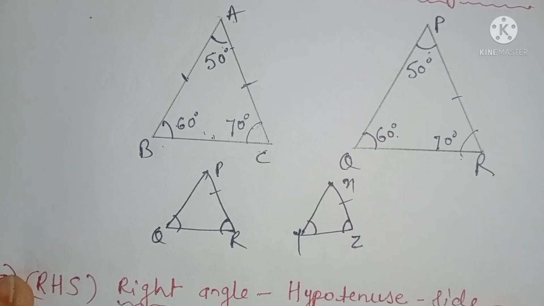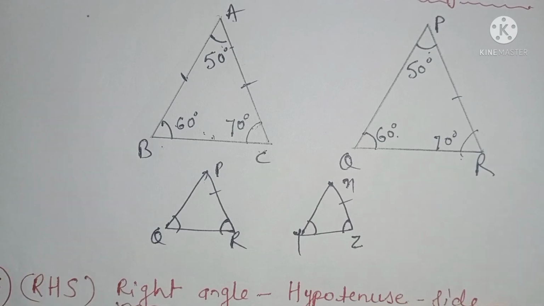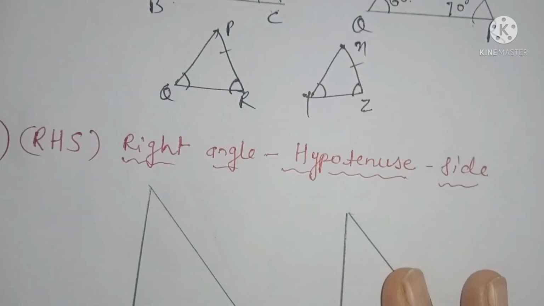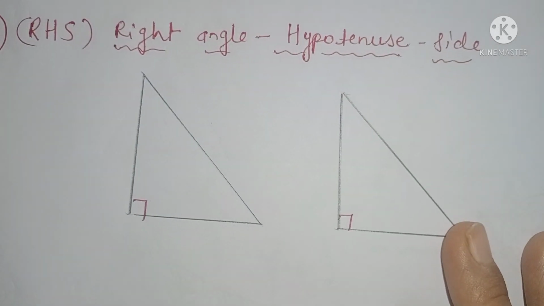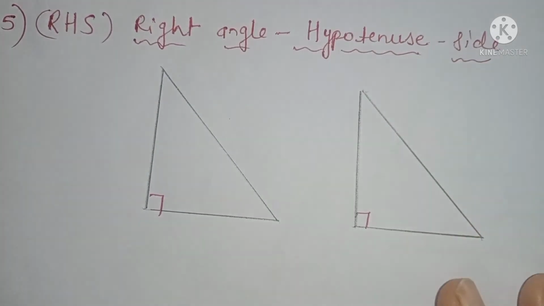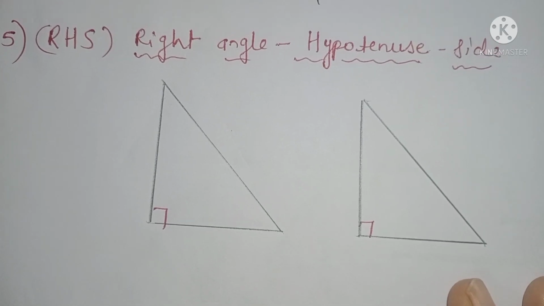And again I am repeating, if two triangles are congruent by any criteria, then their remaining corresponding parts are also equal by CPCT, corresponding parts of congruent triangles.